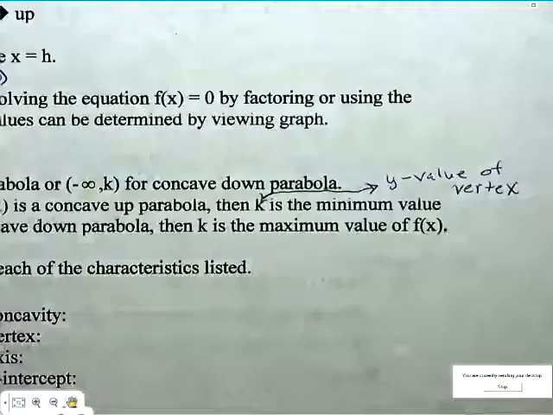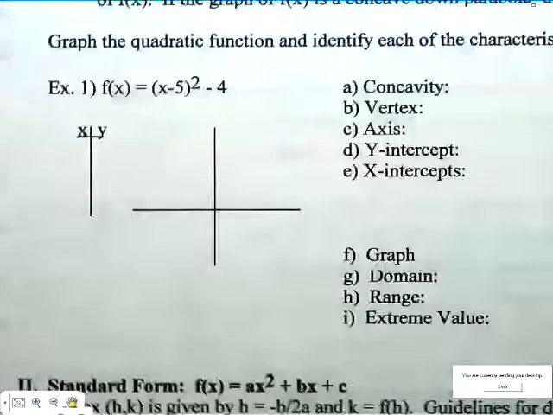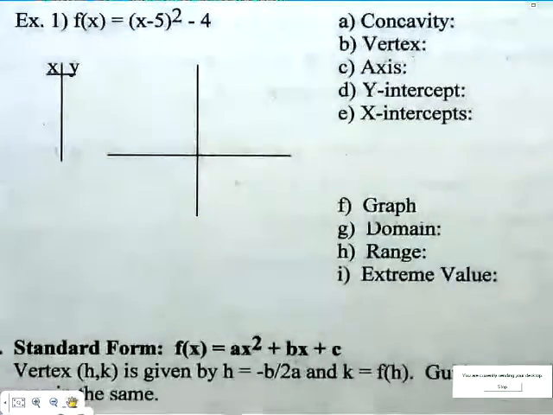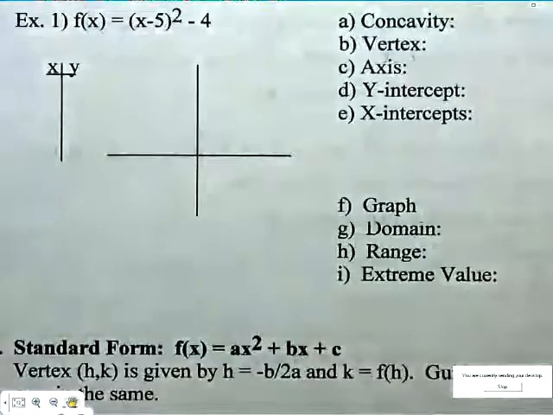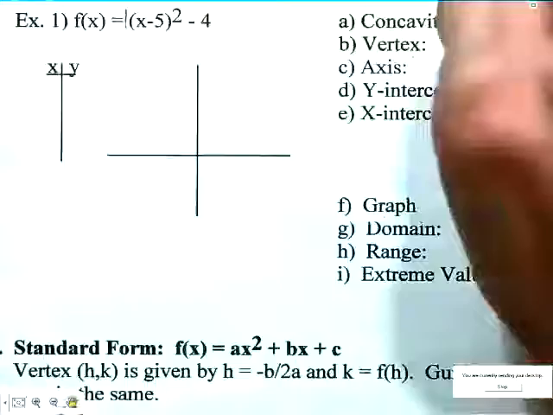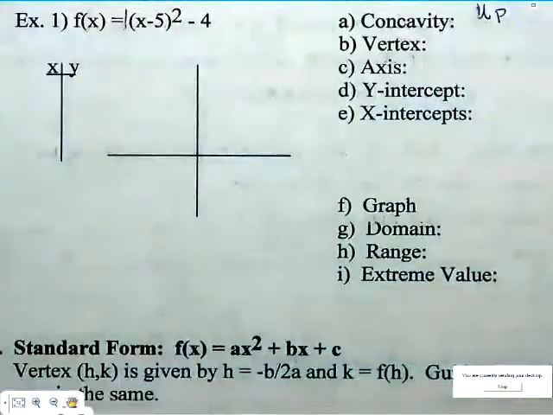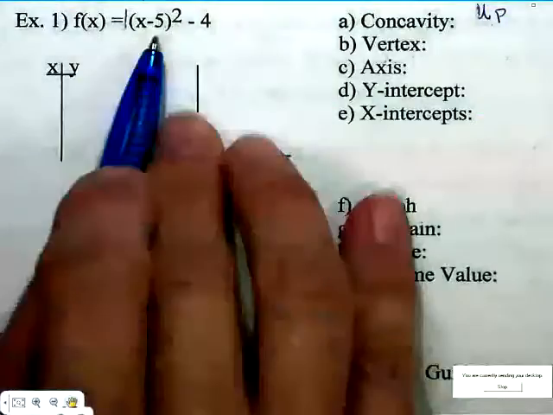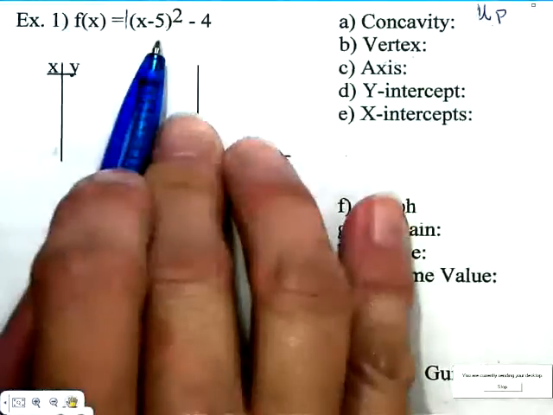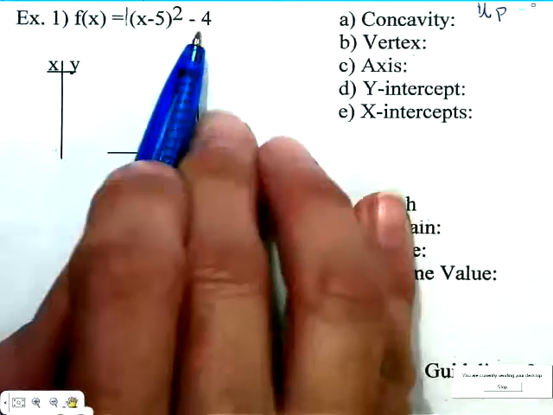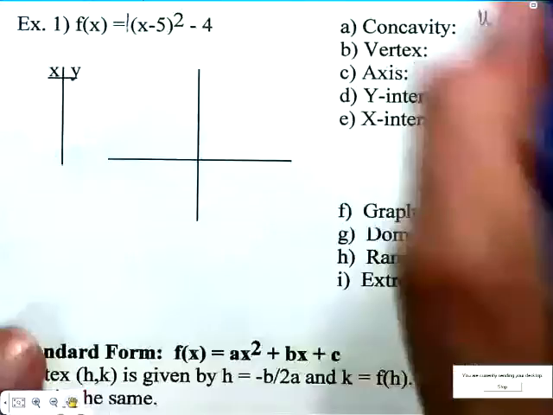Let's find all those things for this example. Number one, I can look at it very quickly and tell you that that parabola is going to be concave up, because the leading coefficient is 1. That's the first thing I need to make a note of. The vertex of that parabola, you told me, is what? Positive 5, negative 4, because that horizontal shift is what's added or subtracted inside the parentheses before the squaring, and it's always kind of the opposite of what you expect. And that negative 4 is your vertical shift. So the vertex is (5, negative 4).